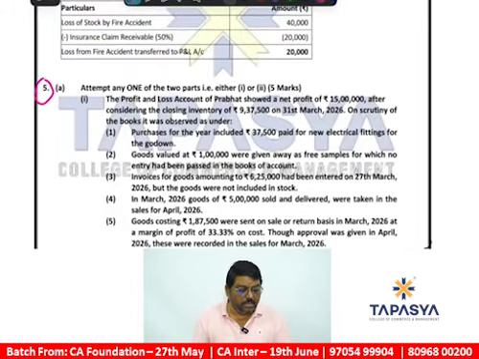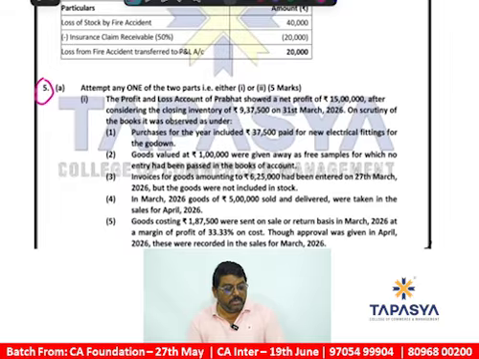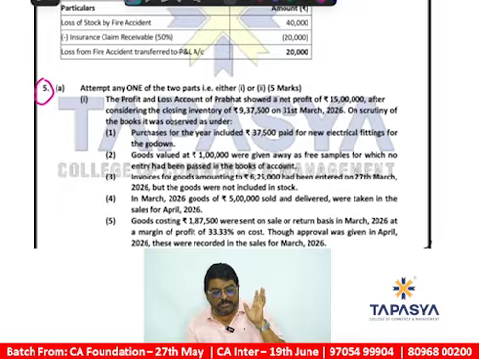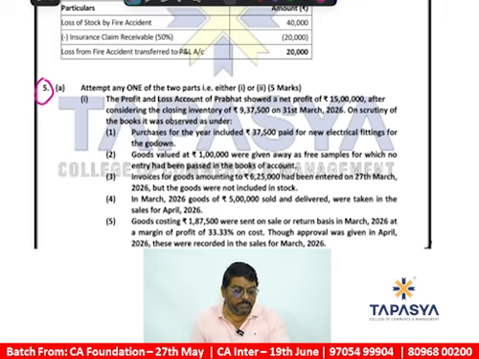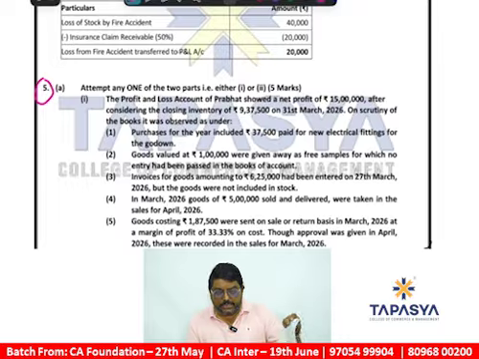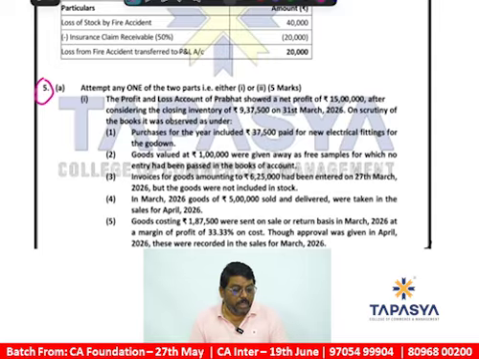See here, problem number 5. Here in part A, two bits are given, A and B. Choice is given, an internal choice. One is an inventory related sum, another one is a BRS related sum. Any one you can do in the exam to get 5 marks. But of course I will explain both of them here.